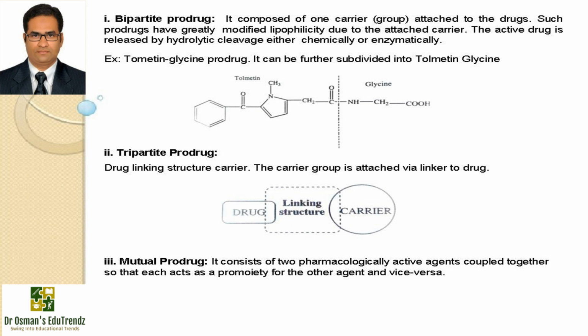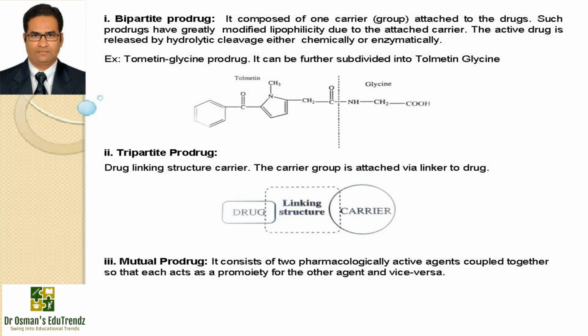We have the second type of carrier linked prodrug, that is the tripartite prodrug. Here the tripartite prodrug is drug, linking structure, carrier. The carrier group here is attached via a linker to a drug. There will always be a linker, so that linker is in the structure.